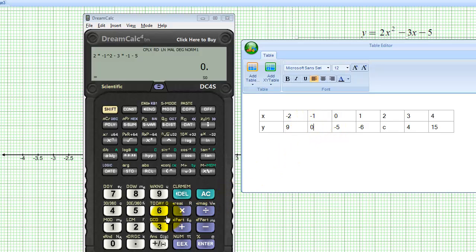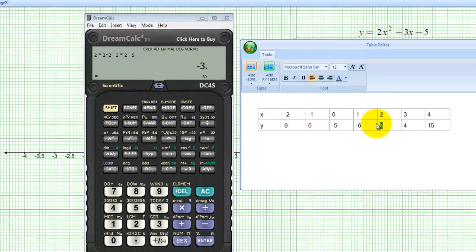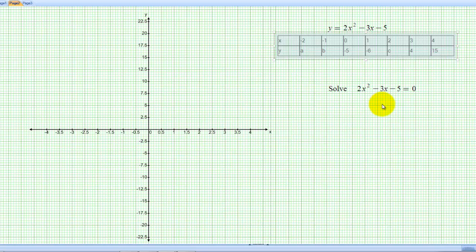To find the value of c, let x be equals to 2. We will have 2 multiplied by 2 squared minus 3 multiplied by 2 minus 5. And finally, the value of c will be equals to negative 3. After finding the values, we will now go ahead to plot the graph. X equals to negative 2, y equals to 9. Are you able to locate where is y equals to 9?